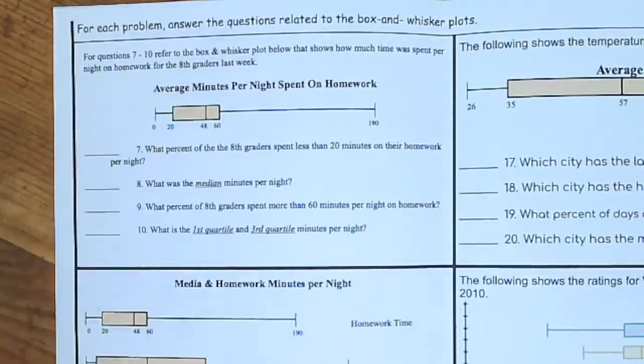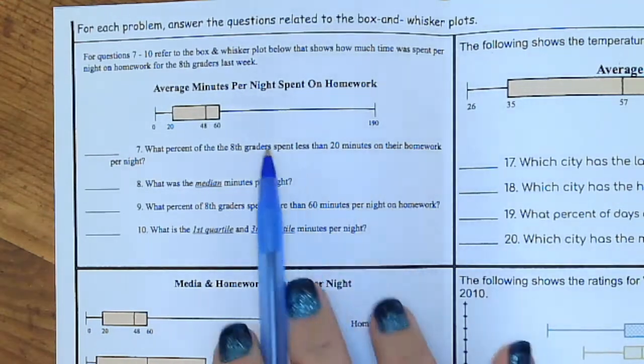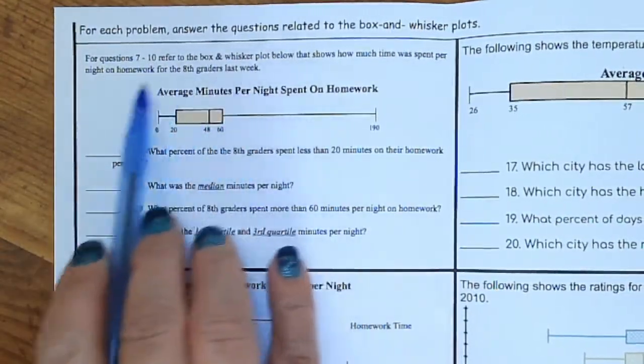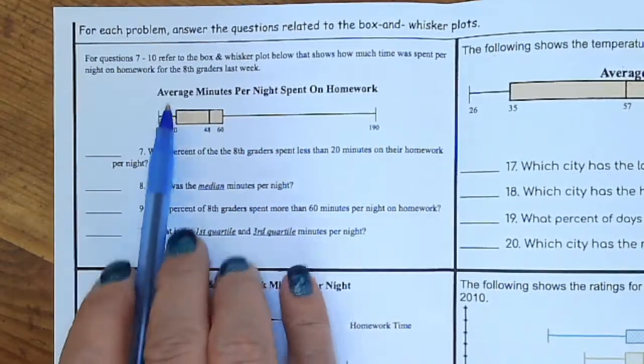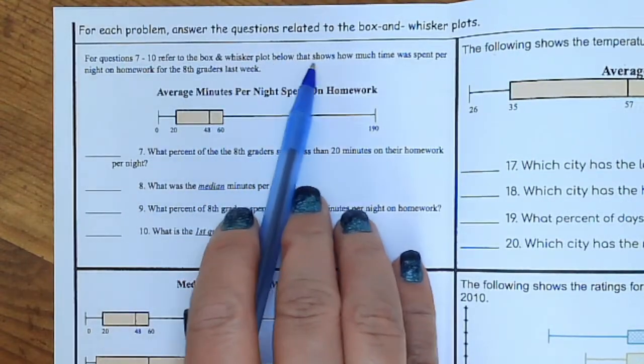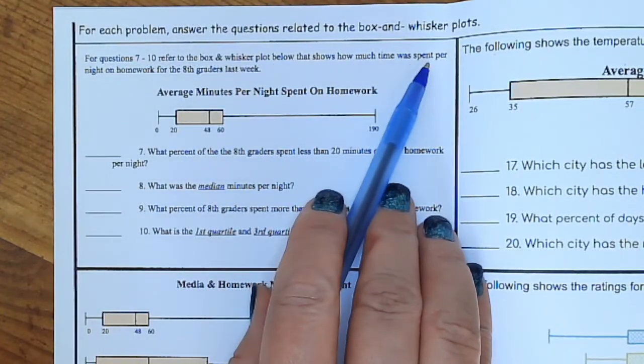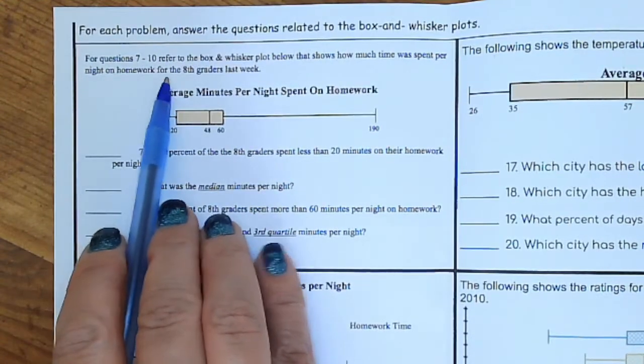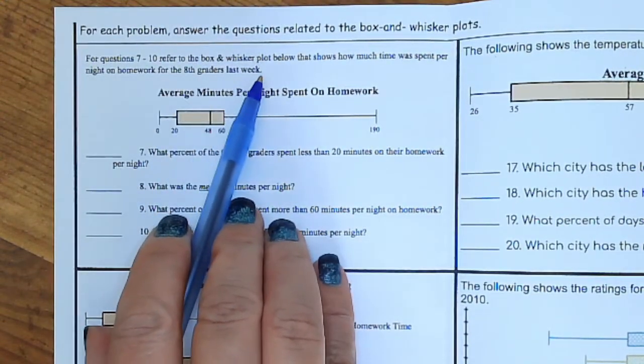For each problem, we're going to answer the questions related to box and whisker plots. So what I'm going to do is do the left side of this paper. I'll let you answer the right side, and then we'll check in class. So let's say here, for questions 7 to 10, I'm going to refer to this box and whisker plot below that shows how much time was spent per night on homework for the 8th graders last week.